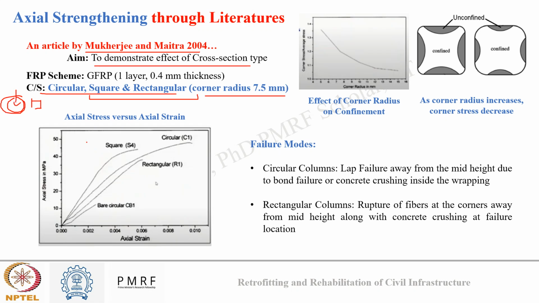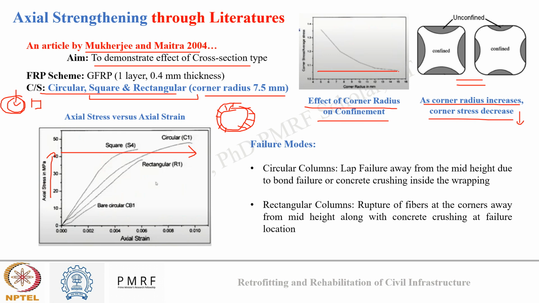So in case of the circular column having the same dimension, my axial stress was maximum compared to square and rectangle. And this shows that as the corner radius increases, my confinement becomes more effective, my FRP confinement is more effective, and my axial load carrying capacity increases. So here also you can see in the image, as the corner radius increases, the corner stresses decrease, and as the corner stresses decrease, my confinement is more effective and thus the axial stress carrying capacity of the structure is higher.